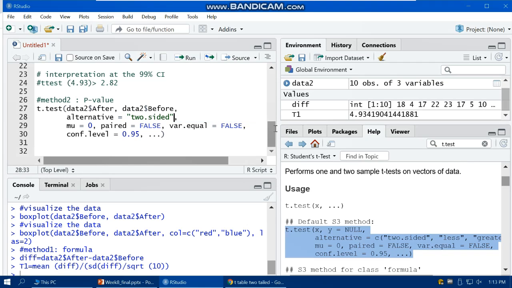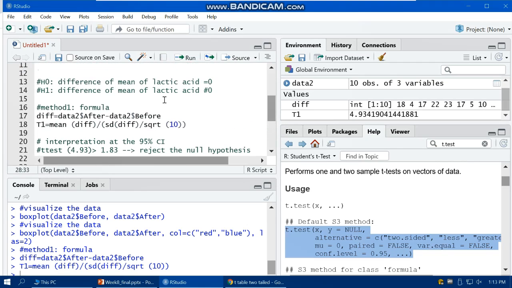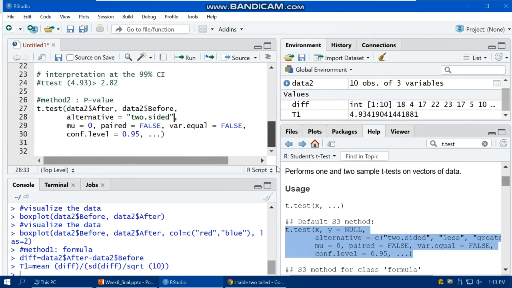Mu equals 0, the difference is 0, and paired. So the only difference between the paired and unpaired here is that you have to set paired as true, because this is a paired t-test, right? So you just change this to true, variance equal to false, confidence level 0.95, because I want to test it at the 95% confidence level.